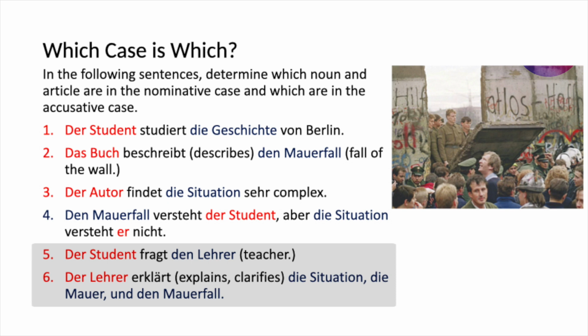In den Mauerfall, we have, in both cases, the nominative or red item coming first, der Student and der Lehrer, and we have the accusative items, den Lehrer and die Situation, die Mauer, und den Mauerfall coming last.